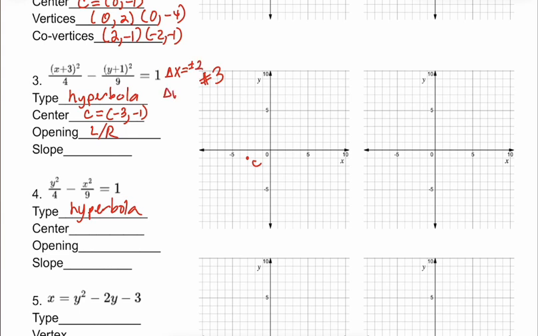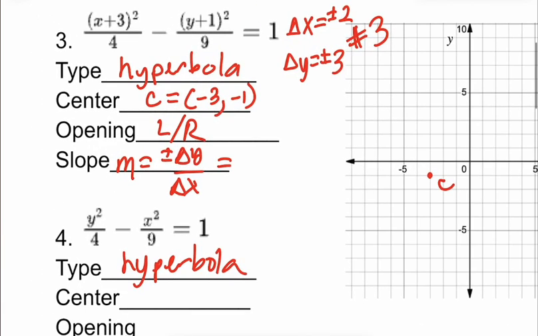The change in x is plus or minus 2. The change in y is plus or minus 3. It was under the x, I square root, that's where I got the 2. It's under the y, I square root, that's where I got the 3. Slope is always plus or minus change in y over change in x. If it's under the y, it comes on top of the fraction for slope. If it's under the x, it goes on the bottom. So my y value goes on top, my x value goes on the bottom.